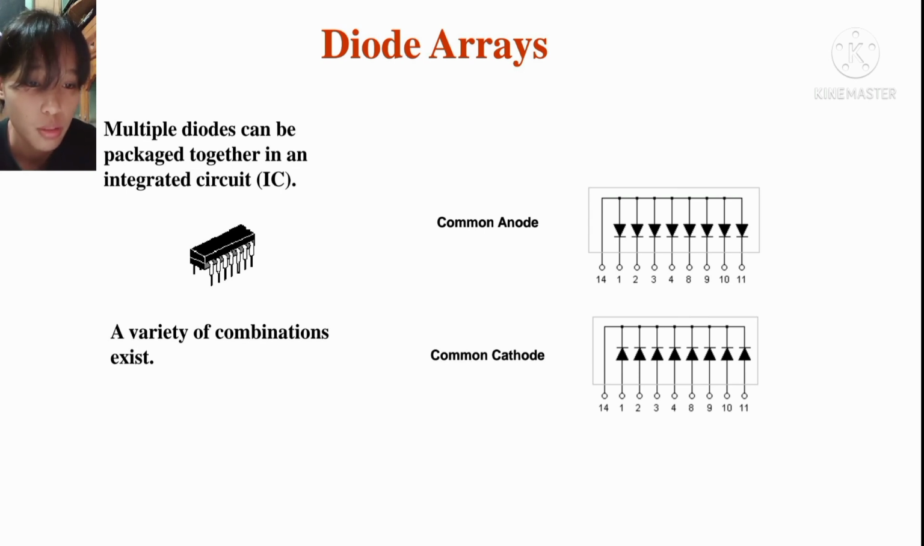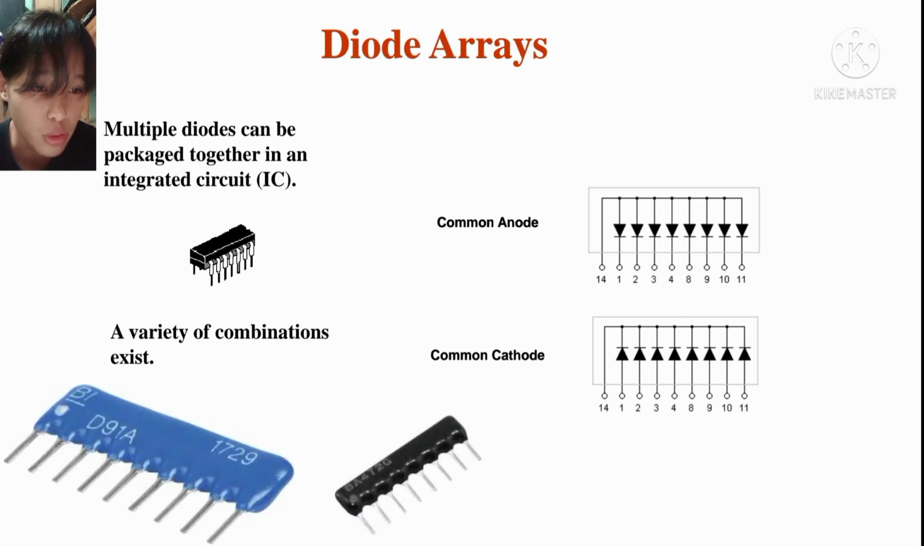So for example, this is common anode. There are 11 common anodes, and there are also common cathodes. So parang iniisa lang sila. So they are packed together.